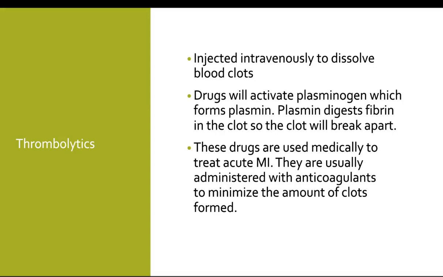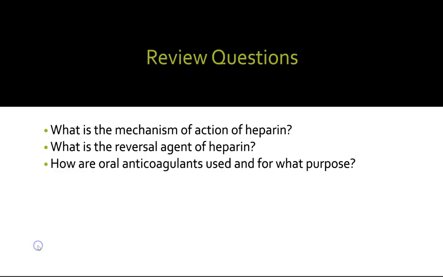We use these drugs when treating acute myocardial infarctions or heart attacks. They are used to treat DVT. They can sometimes be used to treat pulmonary embolisms. It just depends on how big the pulmonary embolism is and if we feel surgery is a better option for that patient. But thrombolytics we try to use as much as we can to dissolve the clot before we have to do surgery on the patient.